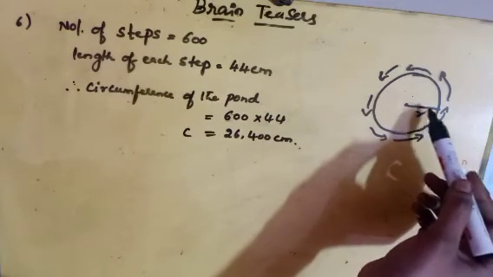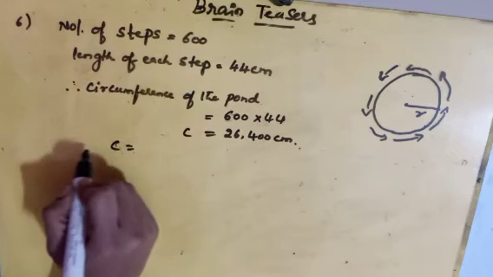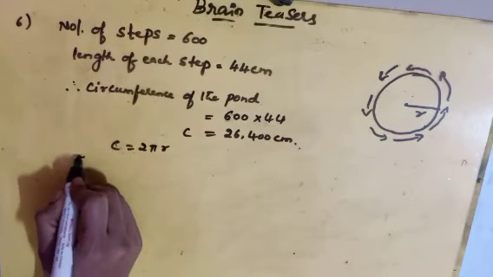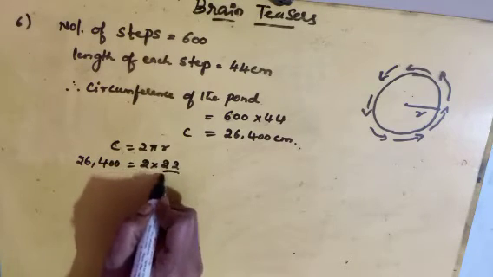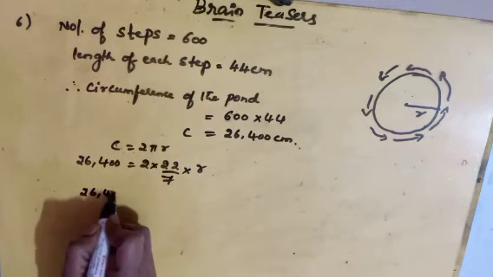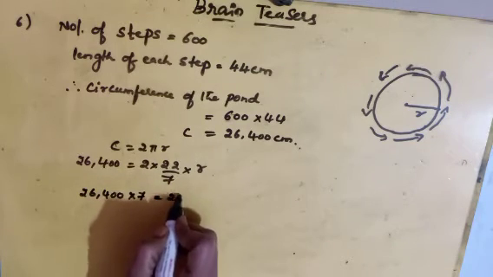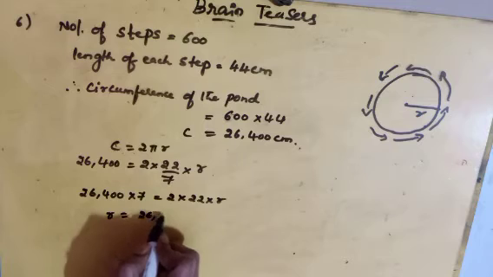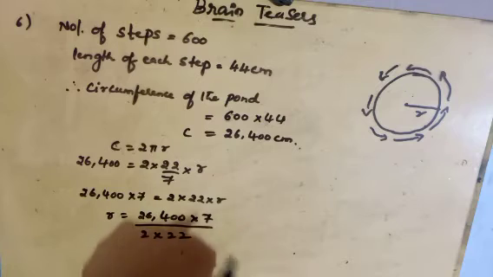Now we have to find the radius of the pond. The formula is circumference of the circle C equals 2 pi r. So we know the value of C is 26,400, equals 2 into pi value, which is 22/7, into r. We have to find the value. Next, 26,400 into 7 equals, let us cross multiply, 2 into 22 into r. Therefore, r equals 26,400 into 7 divided by 2 into 22.